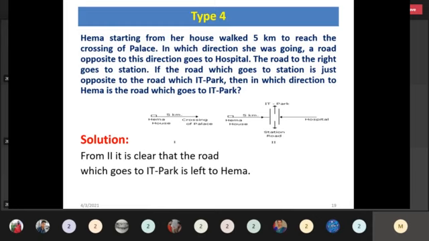So the diagram is clearly given. If we take the solution from the crossing, it is clear that the road which goes to IT Park is to the left of Hema. So the answer for this particular question is that the road which goes to IT Park is to the left of Hema.